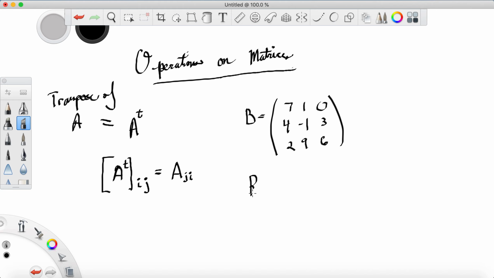The transpose of it is going to leave the diagonal fixed. So we're just going to rewrite the diagonal. And the off-diagonal numbers are going to swap. So 1 and 4 get switched. 2 and 0 get switched. And 3 and 9. And that should be a -1.